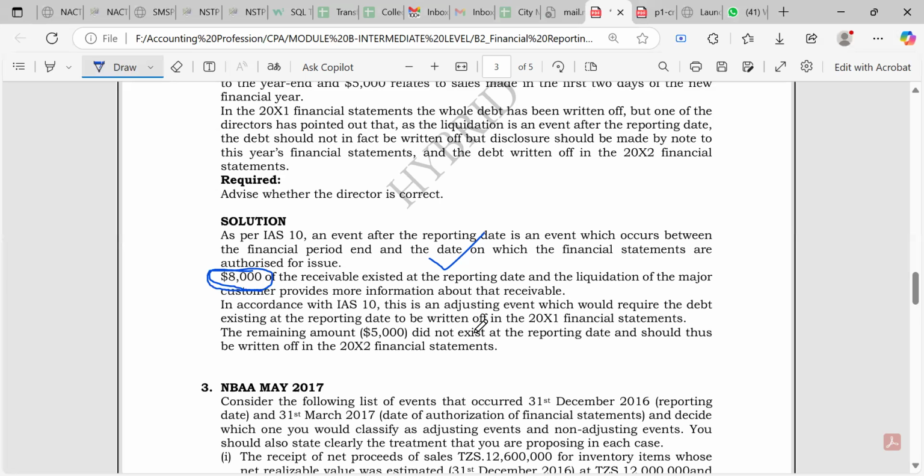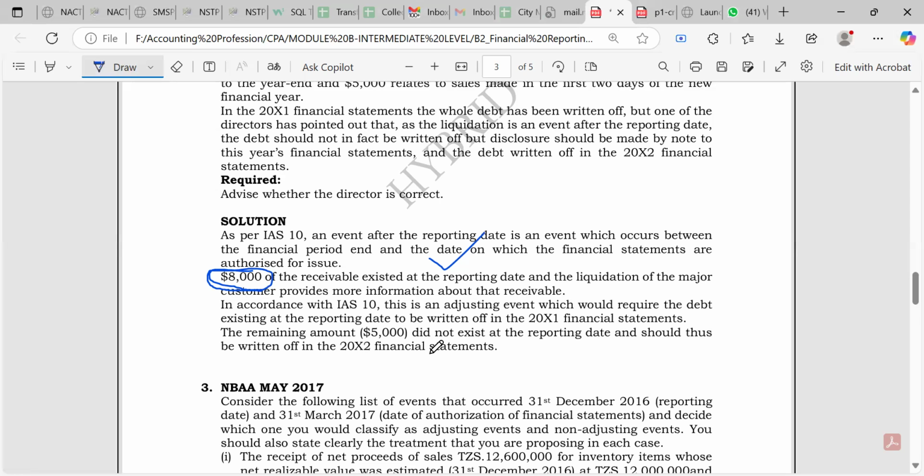The remaining 5,000 did not exist at the reporting date and should thus be written off in the 20x2 financial statement. Should we indicate it in our notes, this 5,000? We only indicate in the notes events after the reporting period which are non-adjusting events. This 5,000 isn't even a non-adjusting event. You don't even speak of a non-adjusting event here. It is just a normal transaction.